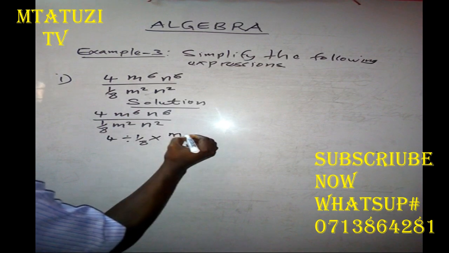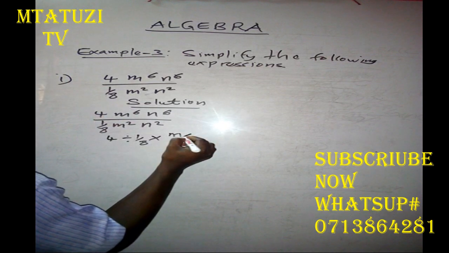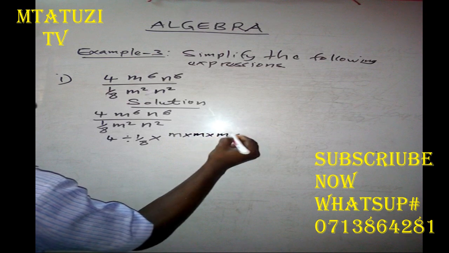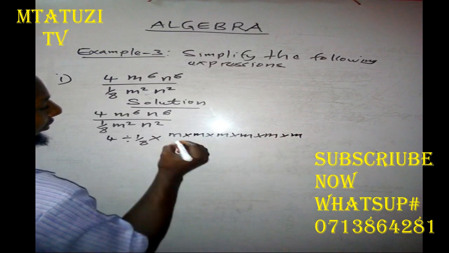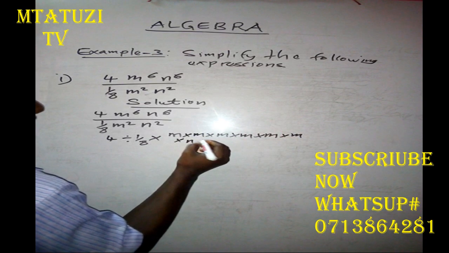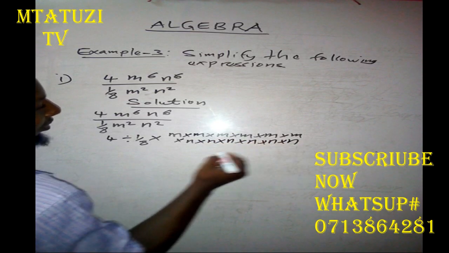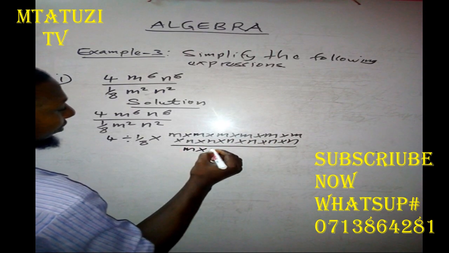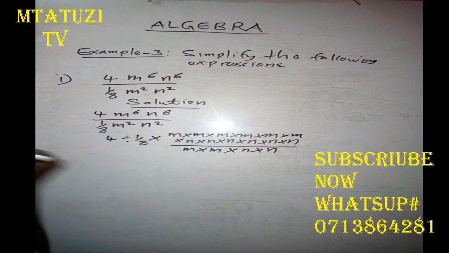Now we have to expand. Taking m power 6, it means there are 6 m's here, so we expand them. We write m times m times m times m times m times m, times n. N also there are 6, so times n times n times n times n times n. This is divided by m times n times n. There are 2 m's in this one, and 2 n's.